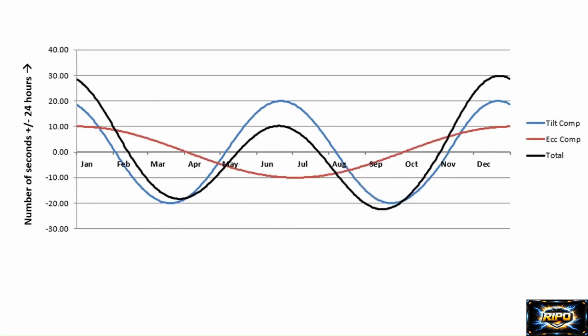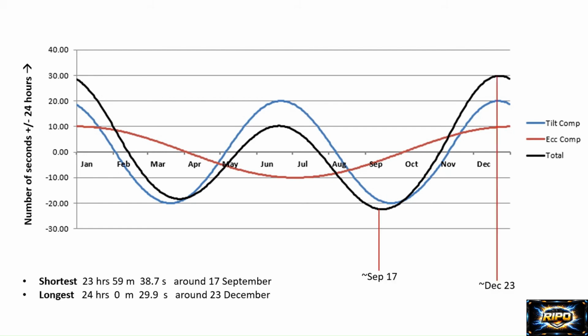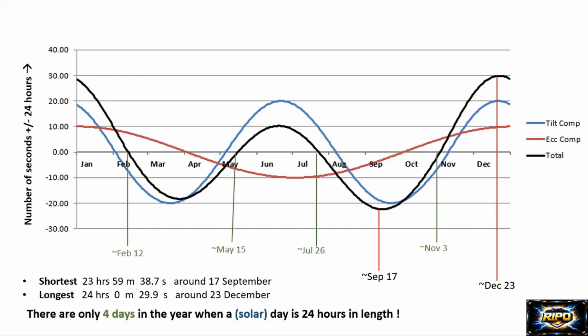The combination of the 2 effects is shown as the black line in the graph below. As I mentioned near the start of the talk, the longest solar day is around 23rd of December and the shortest around the 17th of September, although these dates vary a little from year to year. The other interesting thing it shows is that although a day is often thought of as being 24 hours long, there are actually only 4 days a year when the natural day measured by the motion of the Sun in the sky is 24 hours. And even then it is not exactly equal to 24 hours to the nearest millisecond.